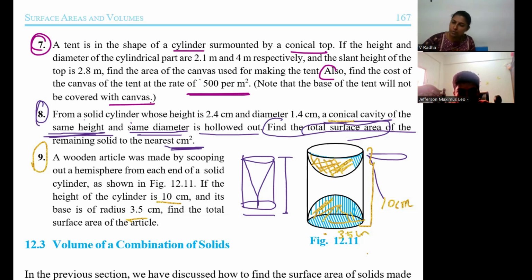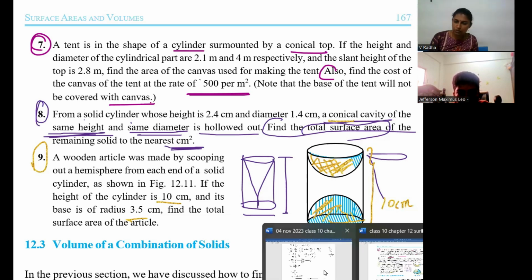So the two hemispherical top and bottom adjoined together give us one full sphere, that is 4 pi r squared. Are you okay? Okay, ma'am. Now we go to the calculation part.